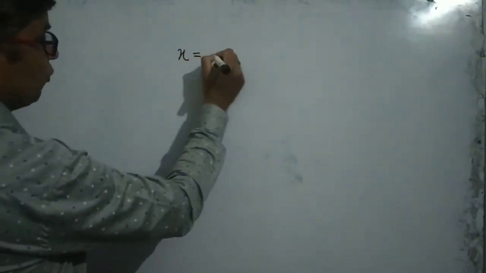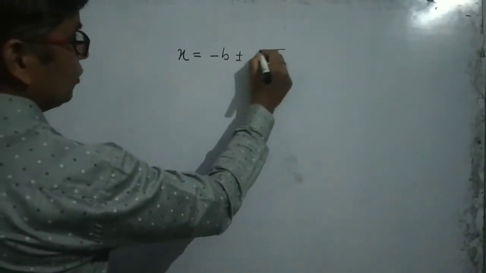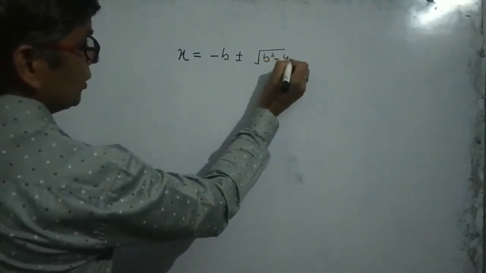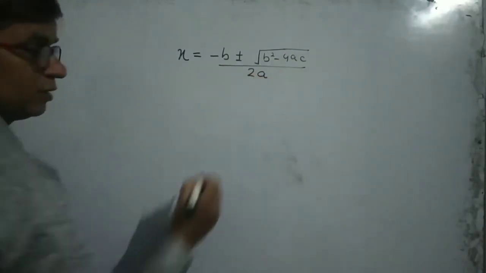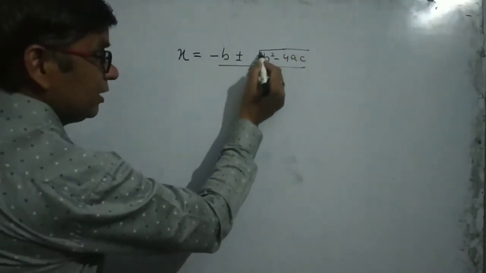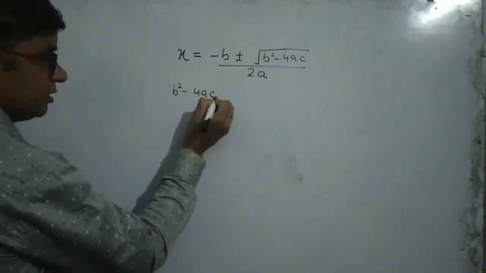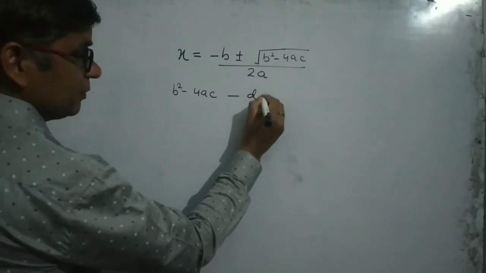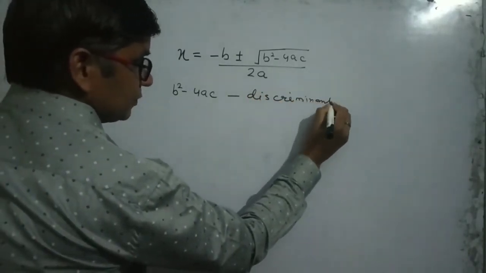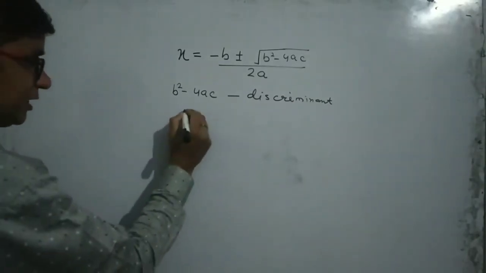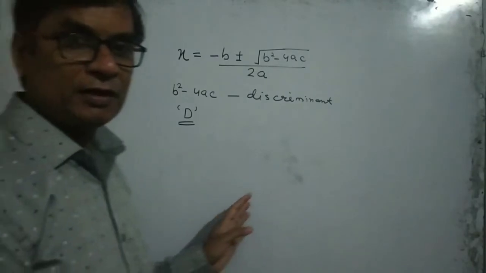This is the quadratic formula: x equals minus b plus minus under root b square minus 4ac upon 2a. The expression under the root, b square minus 4ac, is called the discriminant, and it is represented by capital D.